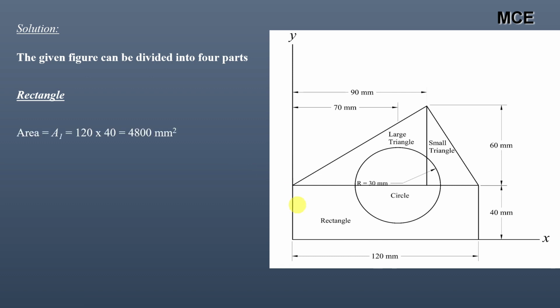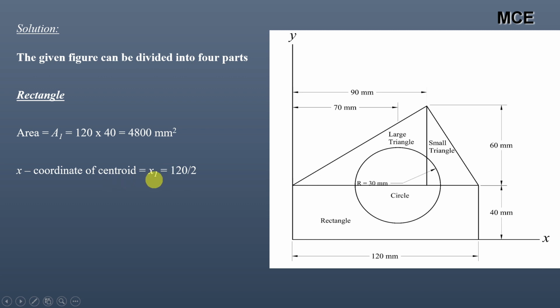For this, the rectangle area is width multiplied by the height. The width of this rectangle is 120 mm, and the height of this rectangle is 40 mm. So it will be 120 into 40, which is 4800 mm square. X coordinate of the centroid is always measured from the y axis, and y coordinate of the centroid is always measured from the x axis.